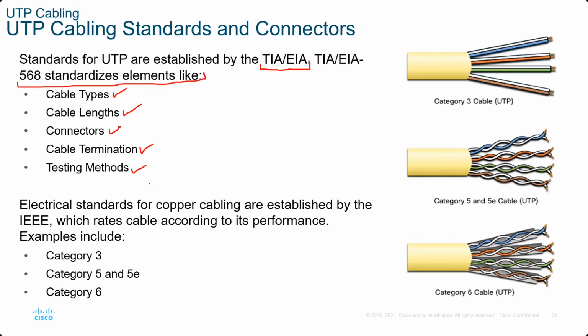So this is an organization that is defining all these things, and based on these definitions, these organizations are improving these standards almost every few years. For example, electrical standards for copper cabling are established by IEEE. So TIA/EIA is looking after the physical standards, and IEEE is looking after the electrical standards, like what frequency of signal you can send in these cables and what would be the voltage level. Every time they modify the frequency or the voltage level and the quality of these cables, they improve bandwidth.